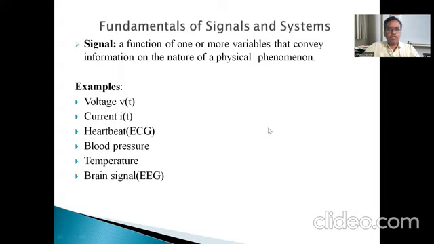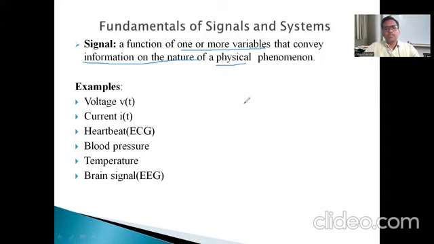Here, a signal is a function of one or more variables that conveys information on the nature of physical phenomena. It is a function of one or more independent variables that convey information on the nature of physical phenomena. So a signal can be defined as a physical quantity which gives some information. That is to be known as a signal.